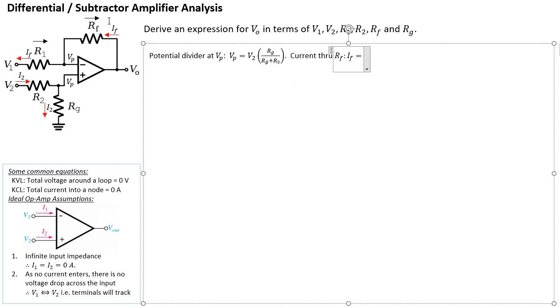So the voltage, remember, is pointing, so it's high potential on the right versus the left of RF. So I have to say VO minus VP, all divided by RF.